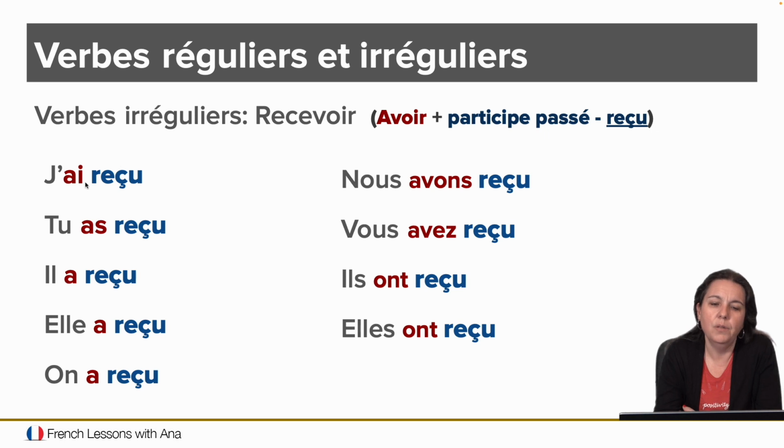So I received, you received, he received. This is what it looks like. Okay? J'ai reçu. Tu as reçu. You received. Il a reçu. Elle a reçu. On a reçu. Nous avons reçu. Vous avez reçu. Ils ont reçu. Elles ont reçu. Okay? Doesn't change. Reçu throughout. That's one of the easy things about it. Are we getting this? It's not that hard.